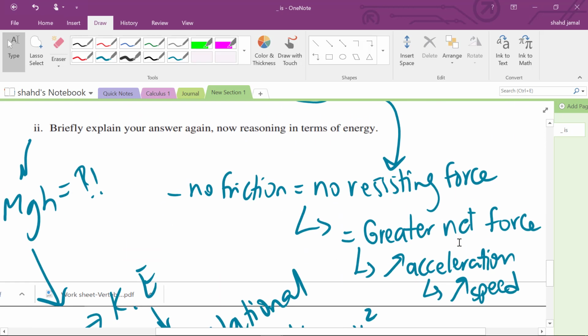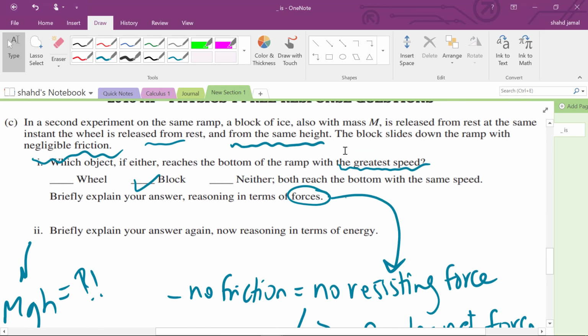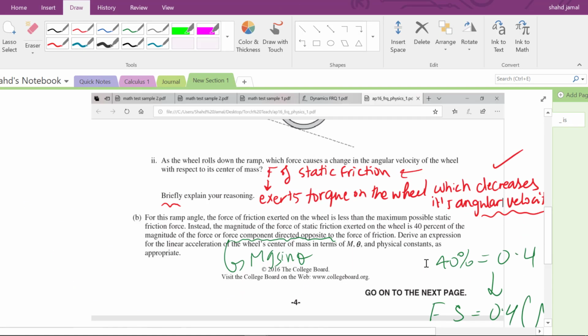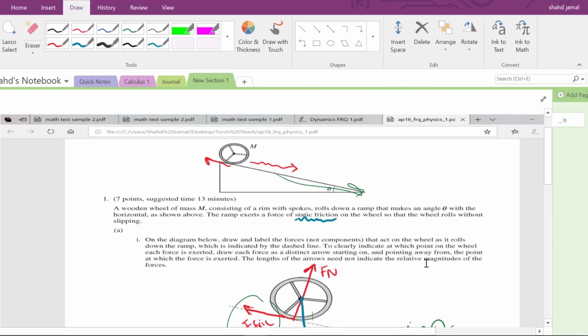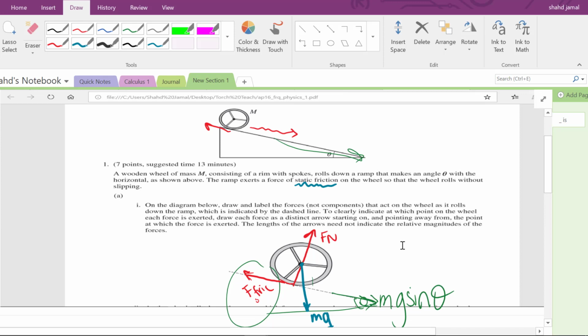So this is the same answer, but in terms of energy, and in the part before you answered in terms of forces. So basically this is the full question, question number 1 in FRQ 2016 from College Board.